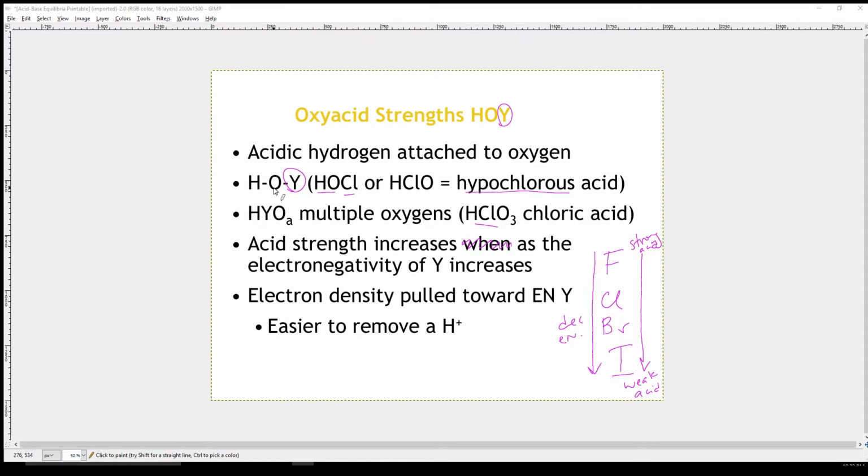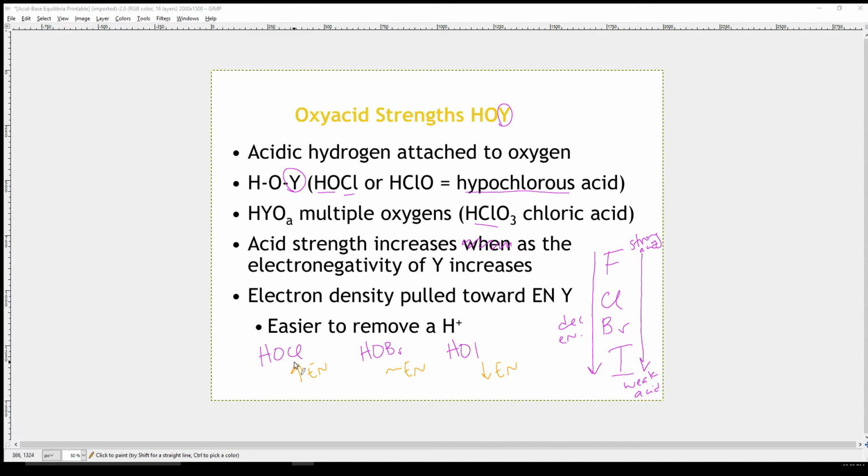relative to each other. So let's compare. We have some options here. You have HOCl compared to HOBr compared to HOI. So first let's figure out which of these is the most electronegative. In our list right now, chlorine is the most electronegative. And then we have bromine, which is in the middle. And then iodine has the lowest electronegativity.